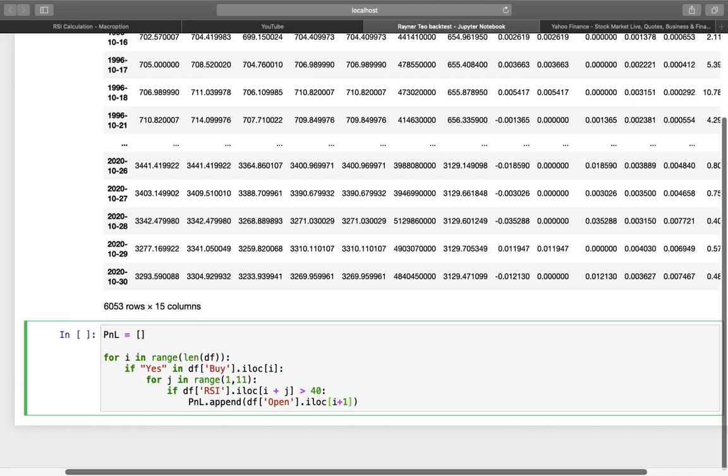To calculate our profit, we have to subtract this buying price from the selling price, right? And the selling price, if the RSI is above 40, is whenever that is happening, the next day's open. So we can use df open and take the iloc and take i plus j plus 1 to get the next day's open.